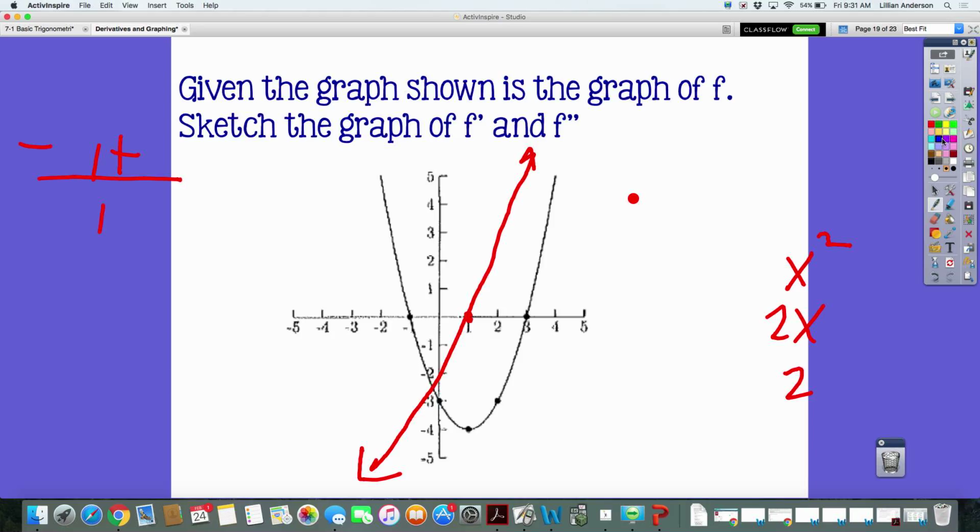Now, where you put it, it really doesn't matter. That's why your y-axis isn't labeled. And again, we can't really tell where exactly this graph is going to be crossing the y-axis because we don't have the equation. But we do know it needs to be above the x-axis. Questions?